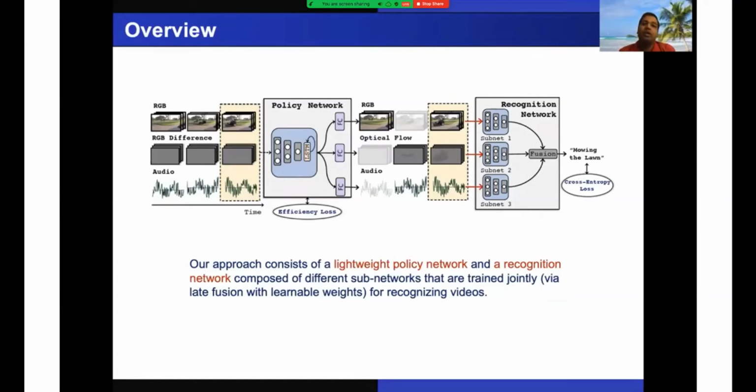Our approach can be extended to any number of modalities. Here we show three modalities: RGB, optical flow, and audio. Since optical flow extraction is computationally very expensive, we use RGB difference, which is basically the difference of consecutive frames, to predict the optical flow on demand. We use a combination of efficiency loss as well as the cross entropy loss to train both of the networks.